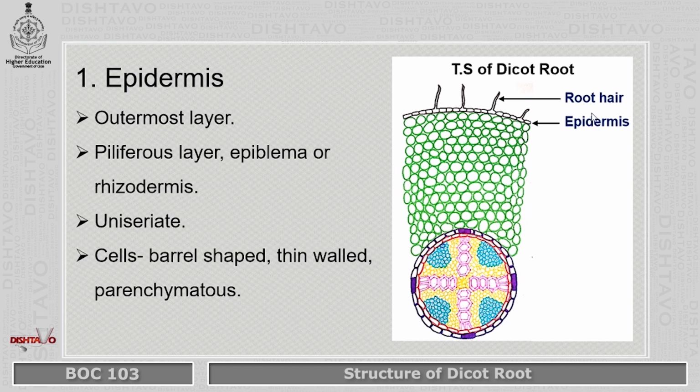This is the outermost layer of the root, also called piliferous layer, epiblemma or rhizodermis. It is uniseriate, meaning it consists of a single row of cells. Here you can see in the diagram, it consists of a single row of cells. The cells are barrel shaped, thin walled and parenchymatous.